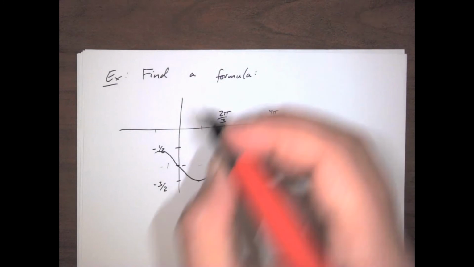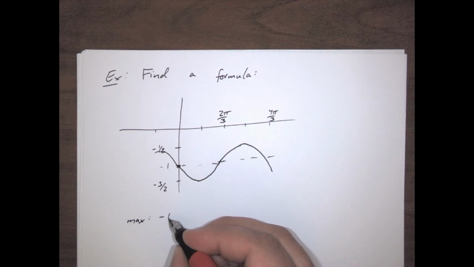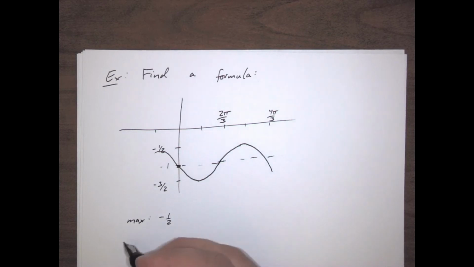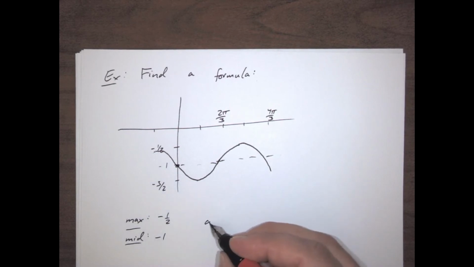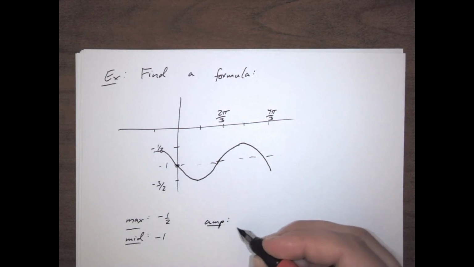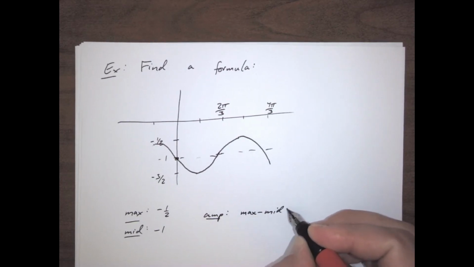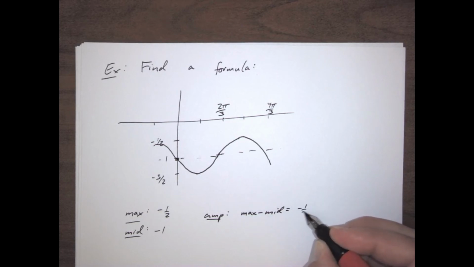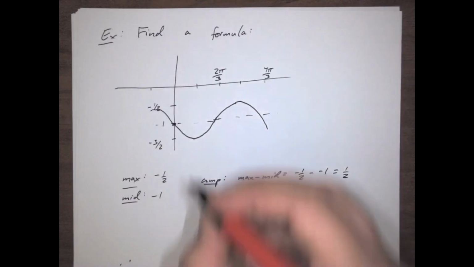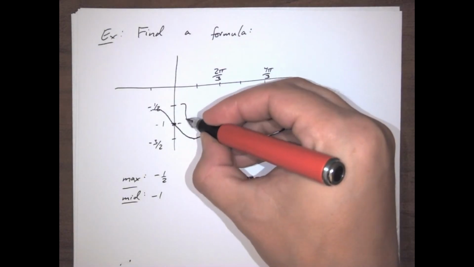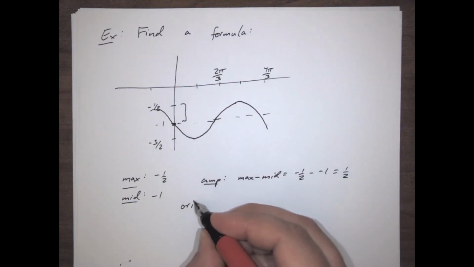Okay, so first off, we can see that the maximum value here is -1/2. We can see that the midline is equal to -1. So that means that the amplitude is going to be the max minus the midline, which is -1/2 minus -1, which equals +1/2. And that makes sense. The amplitude is the width from here to here. So 1/2. Okay. Orientation.